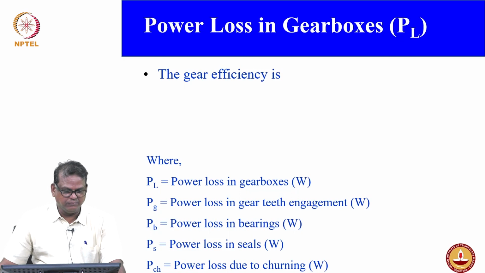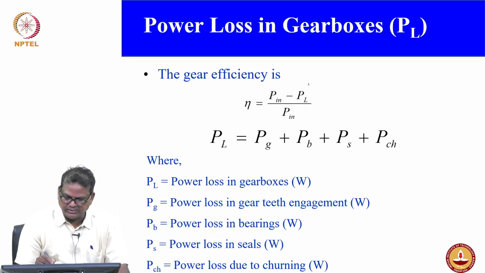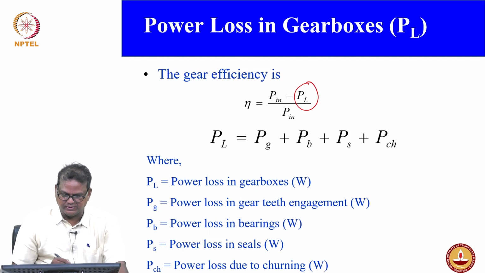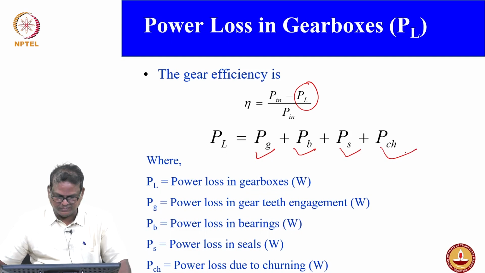Right. Now we will move on to the gearbox losses. This is the general equation. Eta is the efficiency, P is the power in, and PL is the power output. You can see there are so many gear losses: the power loss in gear teeth engagement, power loss in bearings, power loss in seals, and power loss due to churning. Okay.